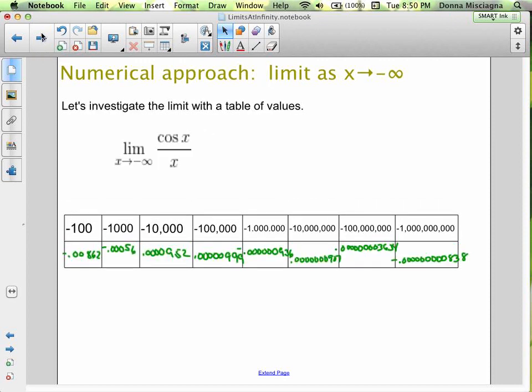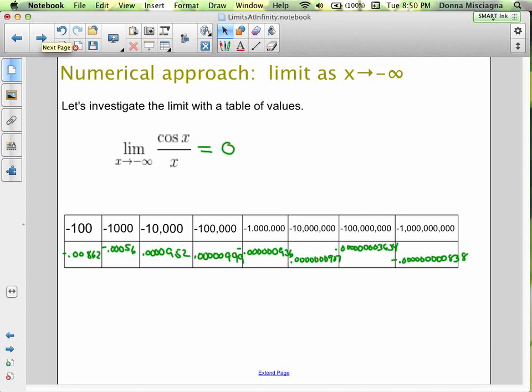How about as we go to negative infinity? Again, bopping around a bunch in the signs, but notice the numbers are getting smaller and smaller and smaller. It appears like the limit of cosine x divided by x as x approaches negative infinity might be 0.